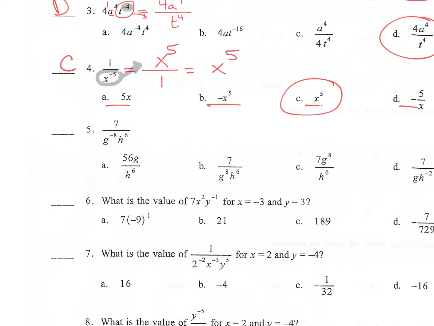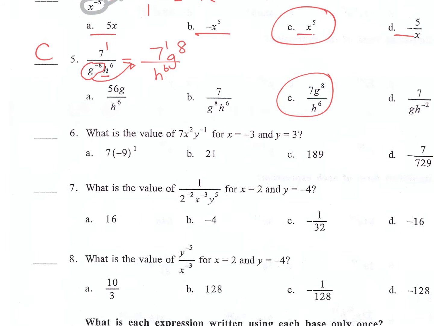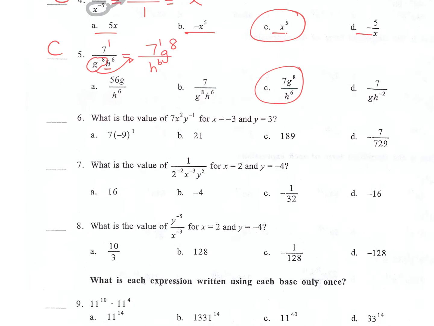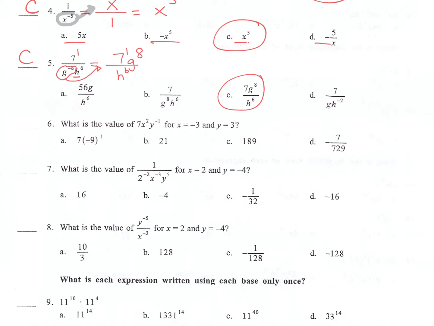Okay, number 5, equal sign fraction bar. 7 is 7 to the power of 1. That's totally fine. G to the negative 8, no, we can't have that. We're going to move that up to the top. H to the 6, that's fine. It's got a positive exponent. No need to move it. So it's 7 G to the 8 over H to the power of 6. Answer choice C. When we get into 6, 7, 8, it wants the value for these expressions.